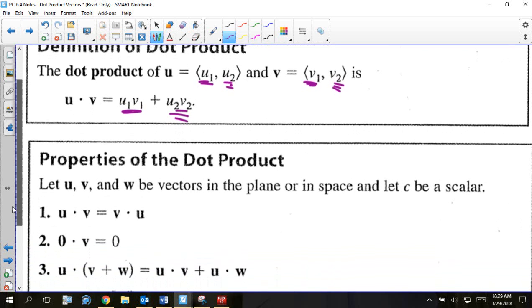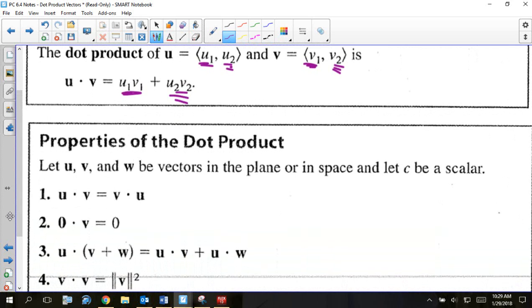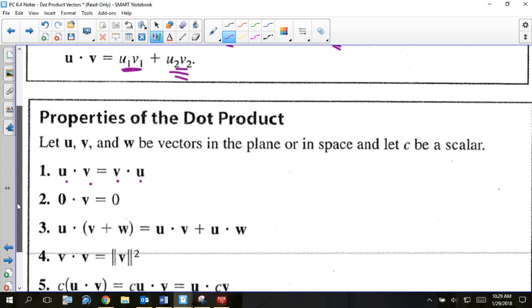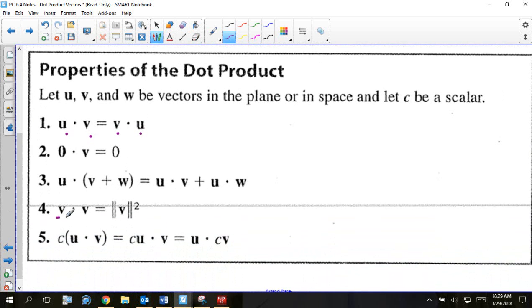There are some properties of this dot product that explain things like if you multiply u times v, you can also multiply v times u and get the same answer. The one important one that we're going to look at on the next page is this one here, but I'll rewrite it again on the next page. It says if you're multiplying a vector by itself, you get the same answer as if you took the magnitude and squared it. So we'll do that on the next page.